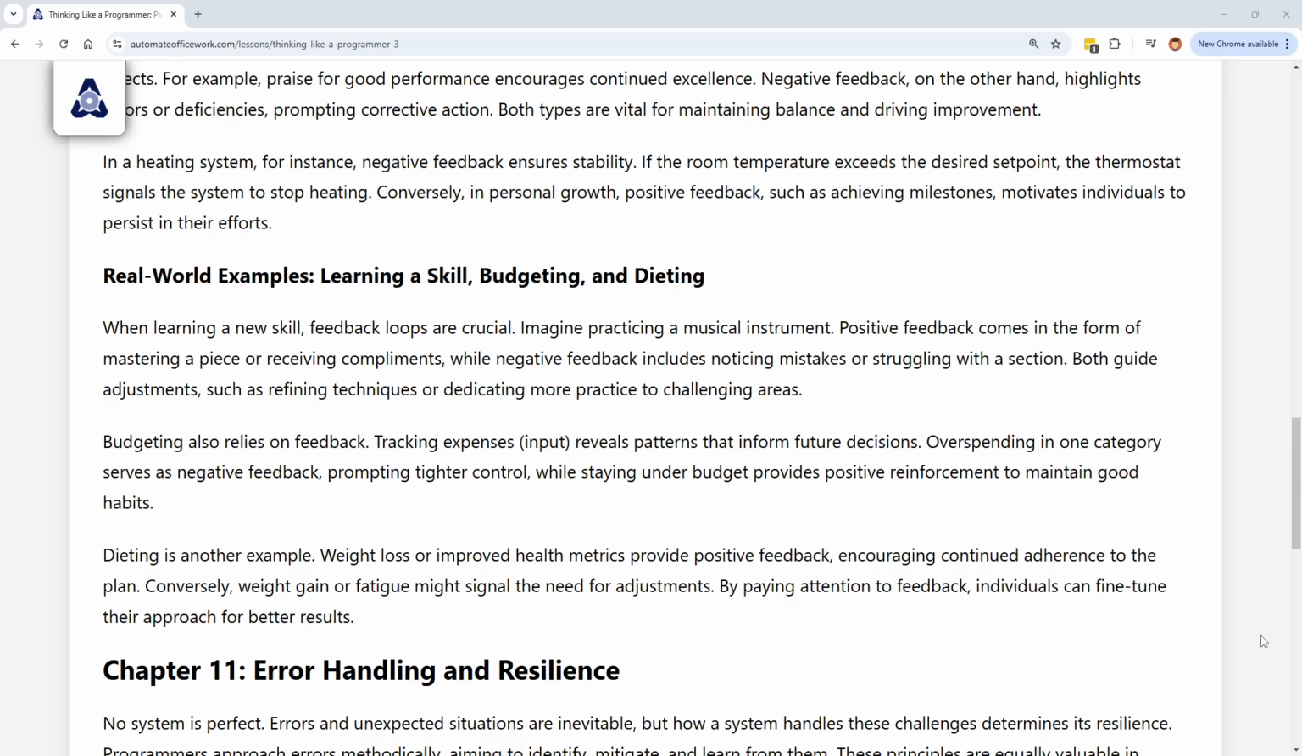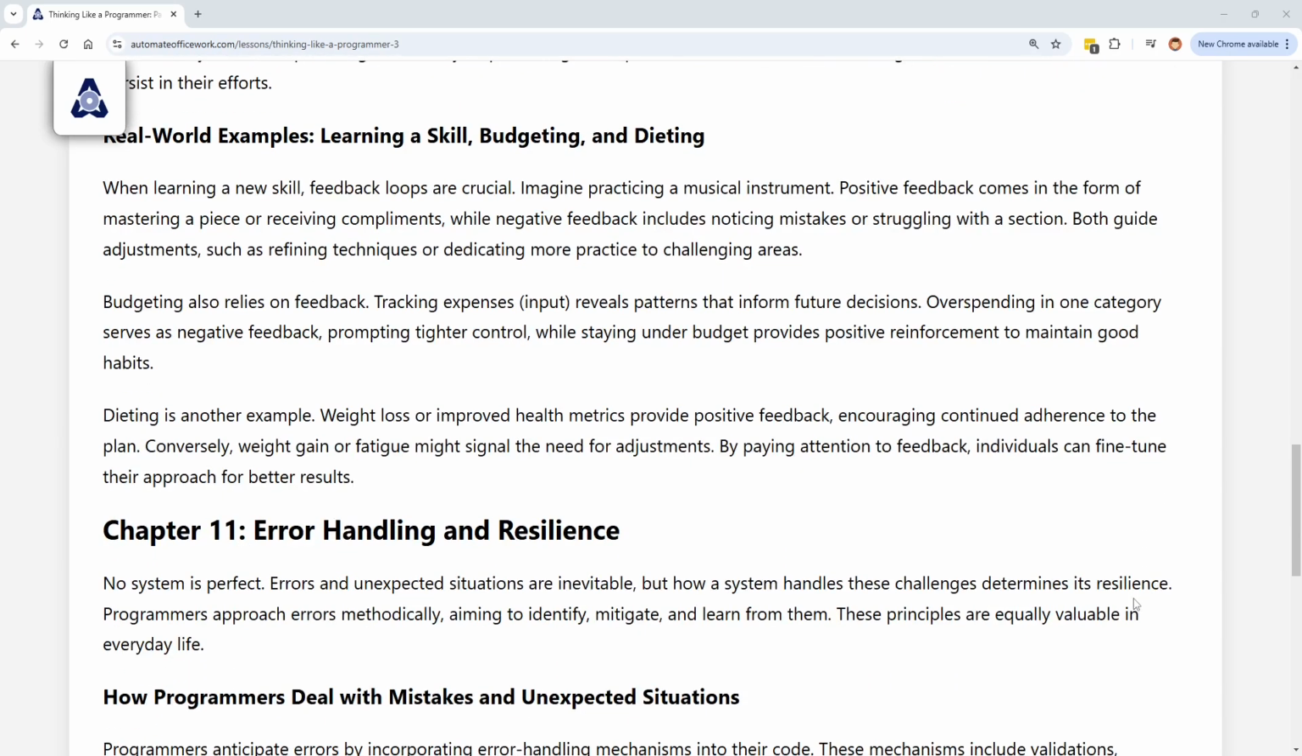Budgeting also relies on feedback. Tracking expenses, the input, reveals patterns that inform future decisions. Overspending in one category serves as negative feedback, prompting tighter control, while staying under budget provides positive reinforcement to maintain good habits. Dieting is another example.